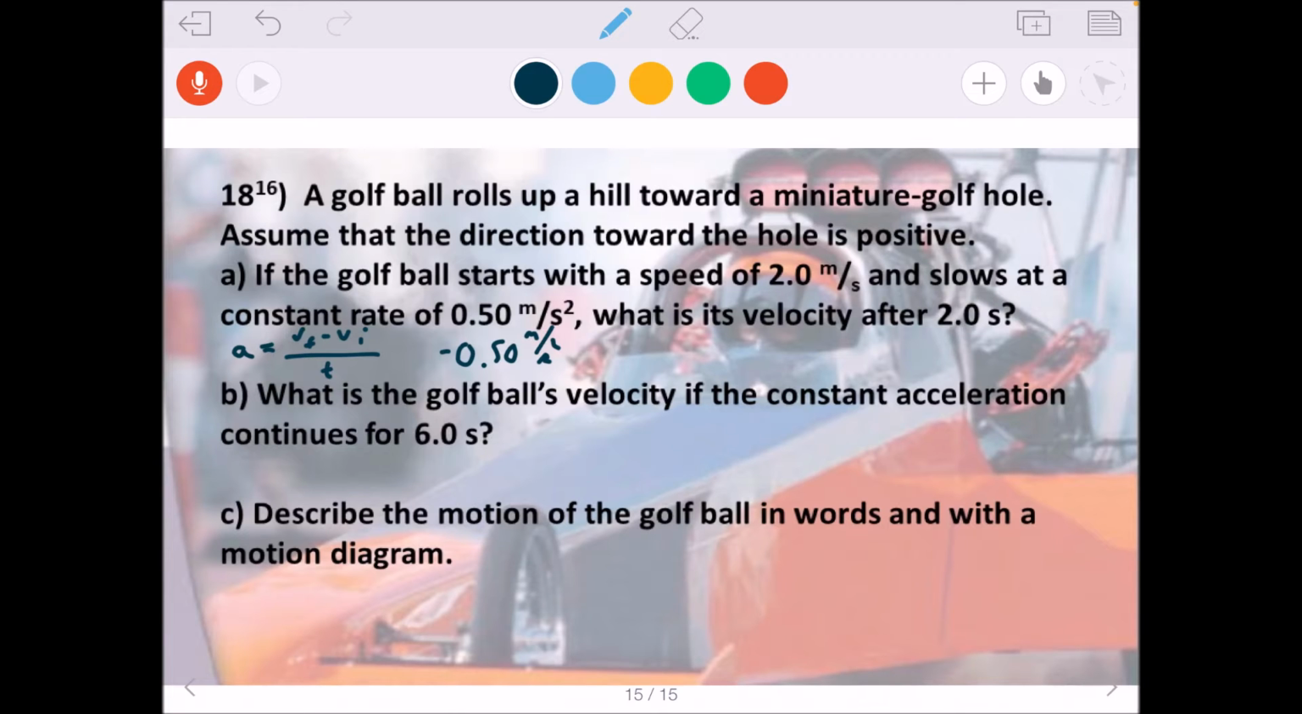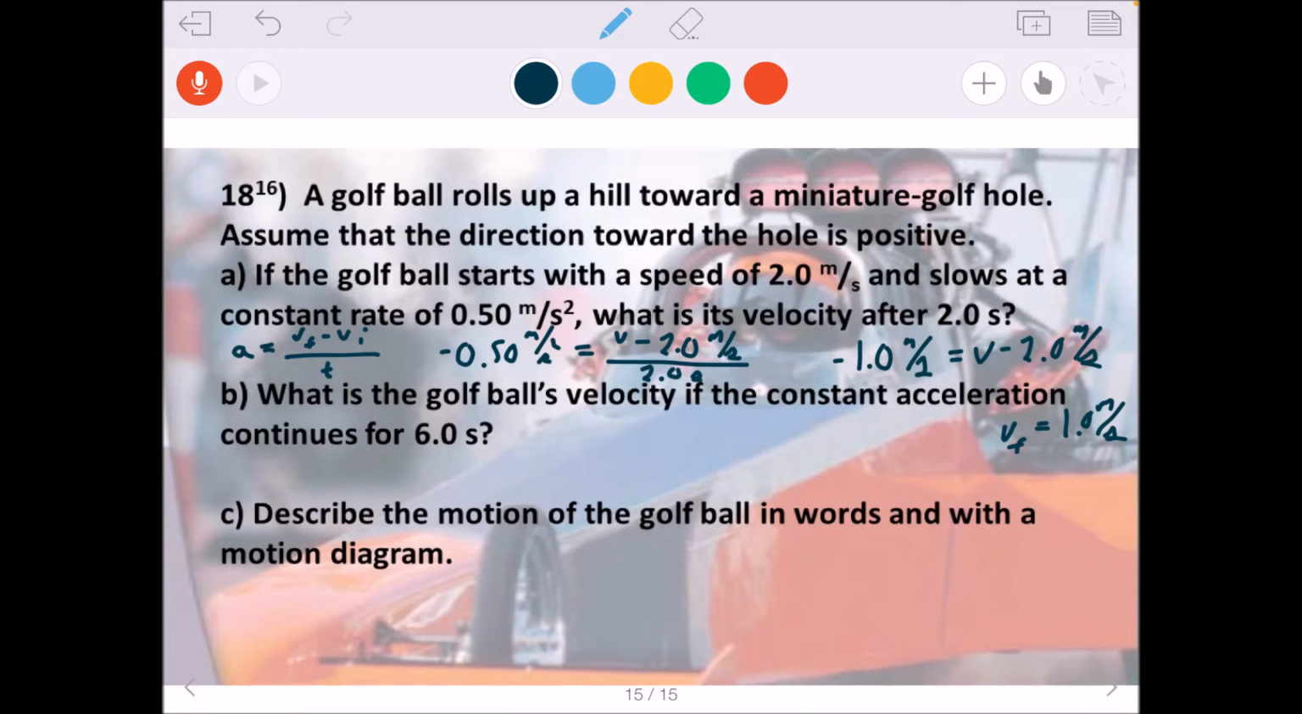Then I can set that equal to my final velocity, which I don't know, minus my initial velocity. My initial velocity is 2.0 meters per second, and then my change in time is 2 seconds. Using some algebra, I can multiply both sides by 2 seconds. That gives me a negative 1.0 meters per second is equal to the velocity minus 2.0 meters per second. By adding 2.0 meters per second to both sides, I get my final velocity being equal to 1.0 meters per second.